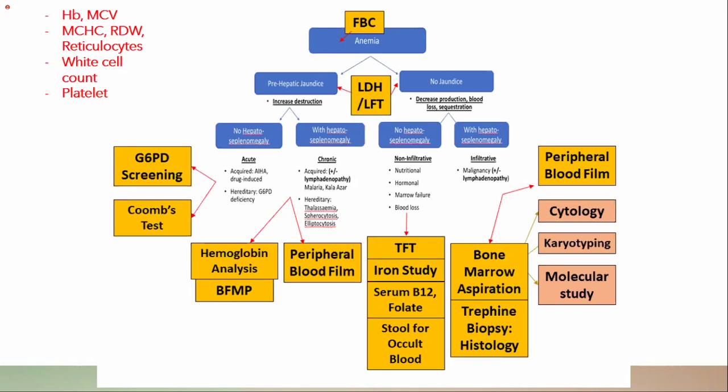So what we can see here, if the patient comes with jaundice, it means there is hemolysis occurring. So there is a hemolysis workup, such as peripheral blood film. We can see the hemolysis type, and then hemoglobin analysis and BFMP. Hemoglobin analysis pertains to thalassemia, BFMP for malaria. And when the patient presents with no hepatosplenomegaly, we can send for disease screening and Coombs test.